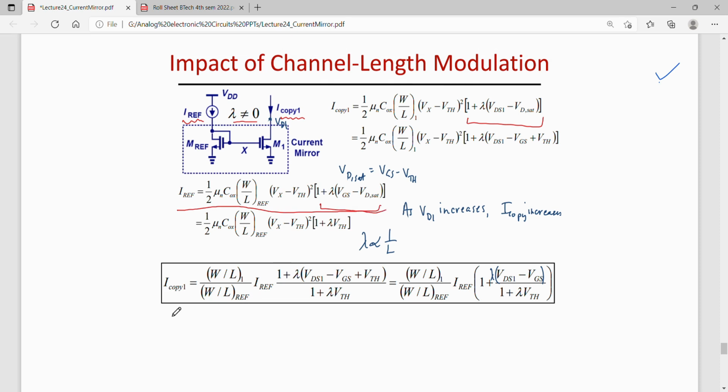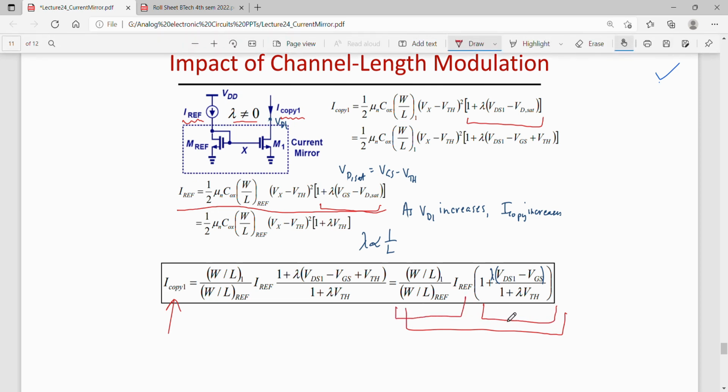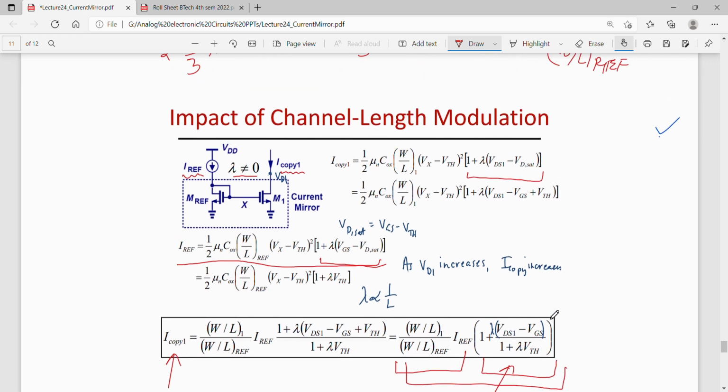Then I copy 1 can be calculated similar to what we had done for the previous circuit with lambda 0. So I copy 1 is now equal to this much. This is similar to the previous equation, except this part is extra. This part remains the same and this part is extra, which accounts for the effect of channel length modulation. So with this I will stop here. And if you have any queries, then you can ask.